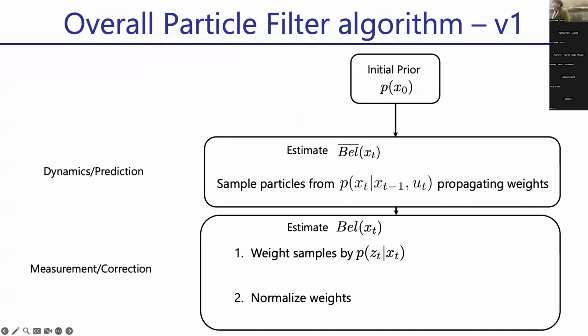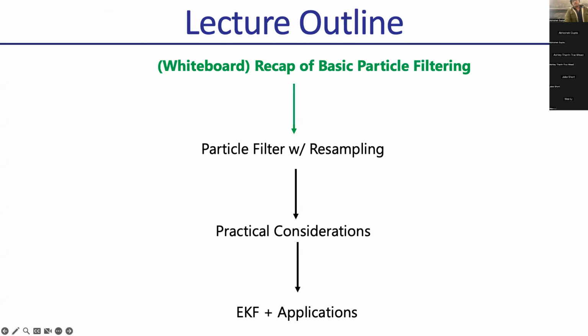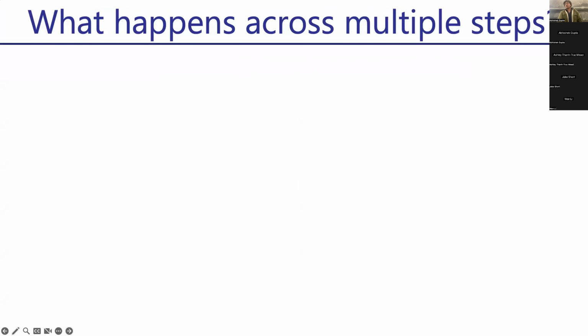The particle filter algorithm is exactly what I said. Sample your particles from your dynamics function, propagate, weight your samples, normalize, don't move the particles, just change the weights, and you repeat. That's the basic algorithm. It's not going to be what works, so let's try to understand what happens across multiple steps.